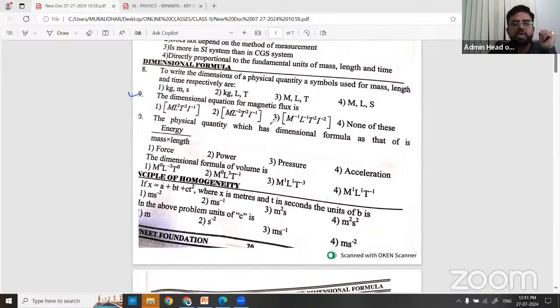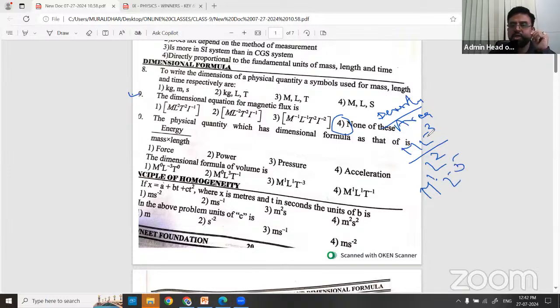The dimension of magnetic flux is not given here anyway. Flux is nothing but density per area, magnetic density by area. Density, we know, is mass by volume, ML^-3. Area is nothing but L square. So when L square goes to the denominator, it becomes M^1 L^-5, because minus 3, minus 2, minus 5, T^0. So magnetic density by area, how much area it is passing through, is called a flux. Like that, we can find out.